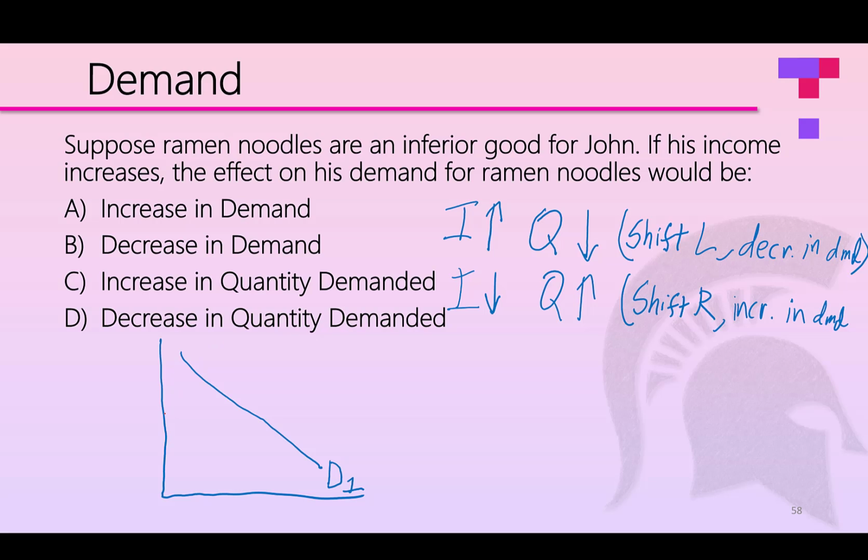Which means that, again, holding price constant, so I'll hold price constant at some level of P. He wants to, instead of buying this many, he's only going to buy this many. We can extend this line. So we get to D2, which again is a decrease in demand.